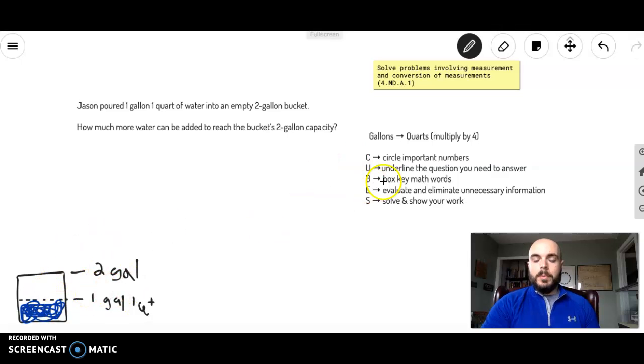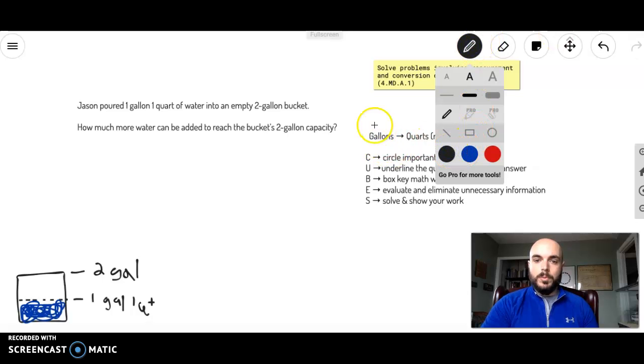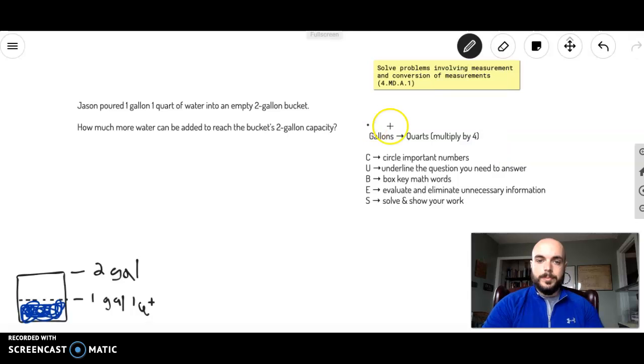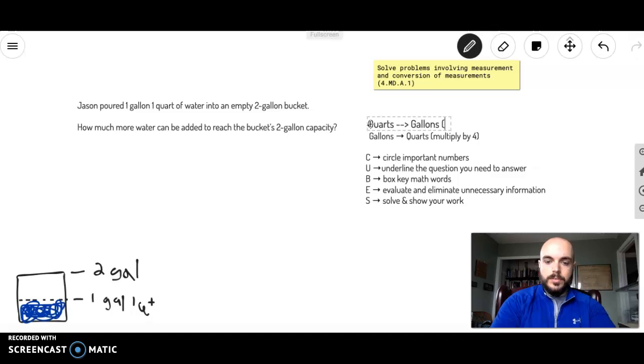After I've drawn my picture here, I'm going to look and see that I have my conversion. Yep, I've got my conversion here. I'm converting gallons into quarts, and I also probably need to be converting quarts to gallons at some point. So I'm going to be putting that in just above it as well. There we go. All right, so quarts to gallons, I need to divide by 4.